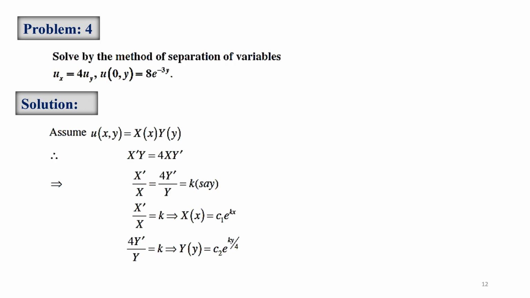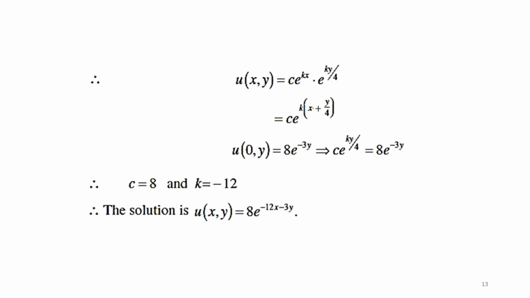Substitute it in the equation, equate it to the constant k, solve for x, you will get c1 e power kx, solve for y, you will get c2 e power ky divided by 4, and you have to compare, you will get c e power k into x plus y by 4. Comparing with 8 e power minus 3y, you will get c is equal to 8. For k, it is kx plus ky by 4. Y is the term we are talking about here, so ky by 4 is equal to minus 3y, so k is equal to minus 12. Substitute it and find the final answer.